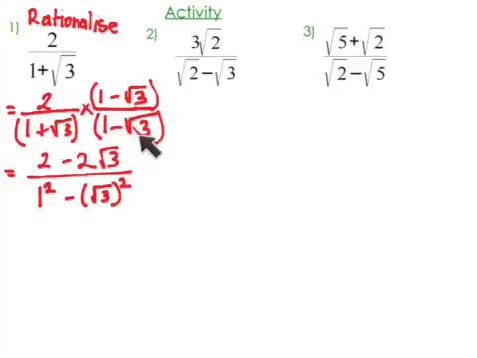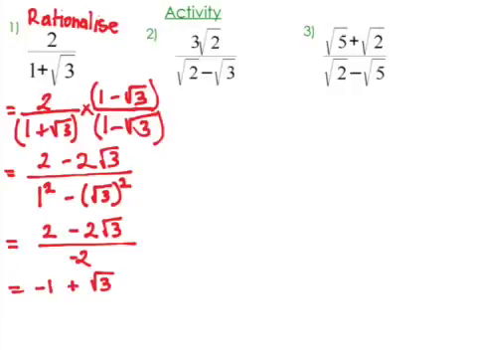Well, that's a useful structure called difference of two squares, and an expansion of that is the same as the first number squared minus the second number squared. And if we follow that expansion structure, then we can carry that out really quick, and we use this shortcut. And that gives you negative 1 plus root 3. Let's do the next one.